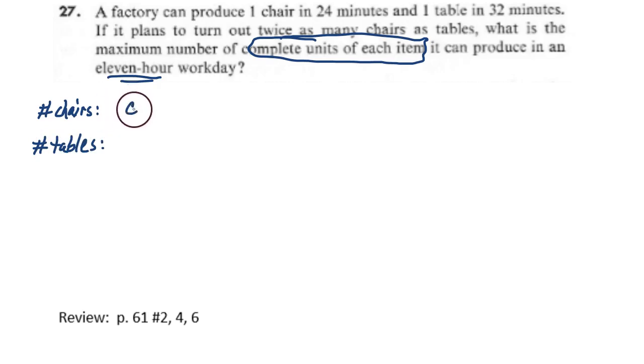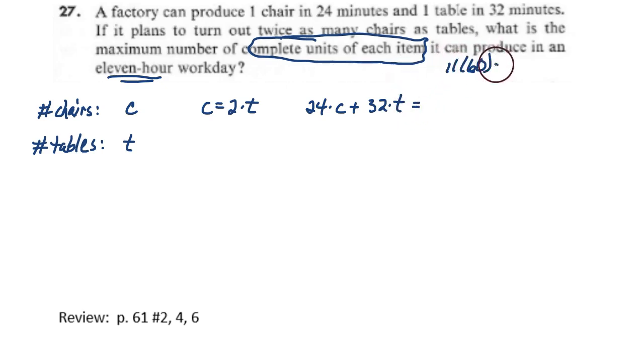Let's use the letter C to be the number of chairs and the letter T to be the number of tables. The number of chairs equals 2 times the number of tables. Another sentence tells us how many minutes it takes to produce 1 chair or 1 table. 24 minutes times the number of chairs plus 32 minutes times the number of tables will add up to the total number of minutes in an 11-hour workday. That's 11 hours times 60 minutes per hour, or 660 minutes.